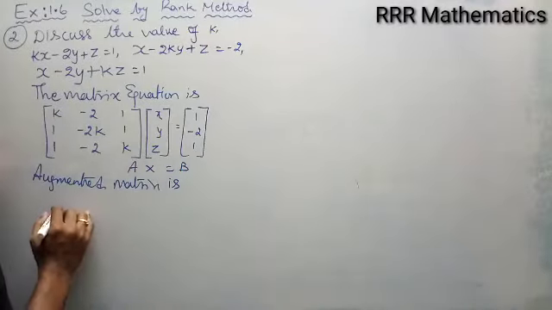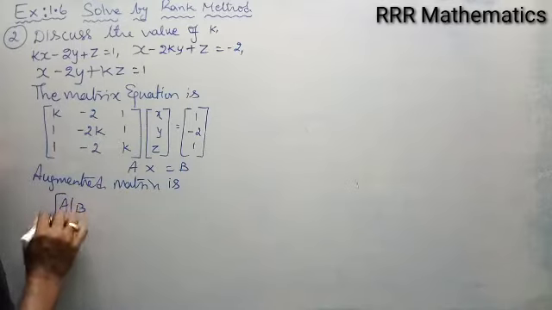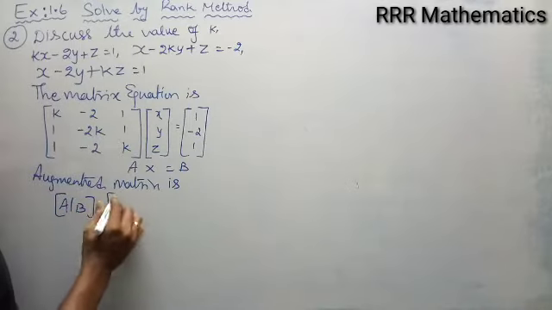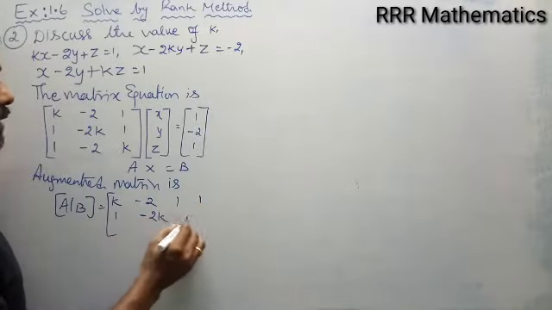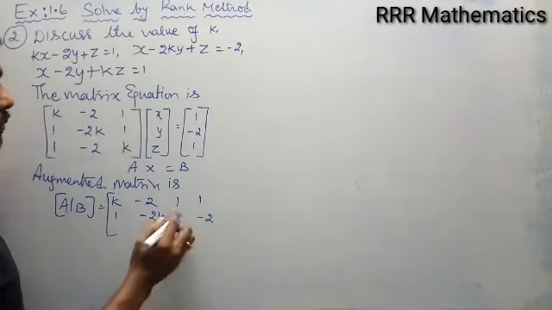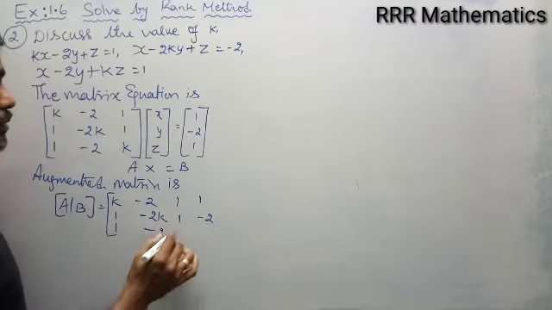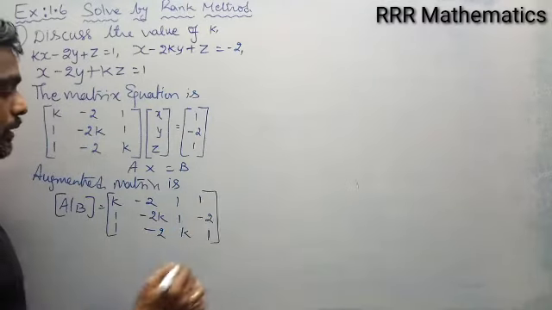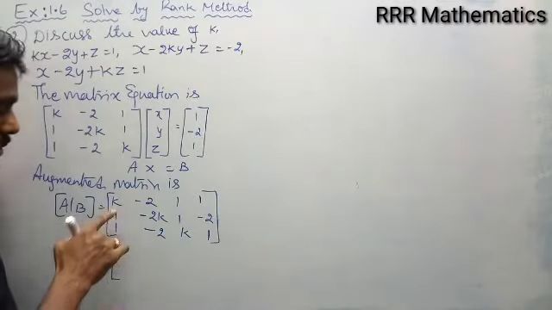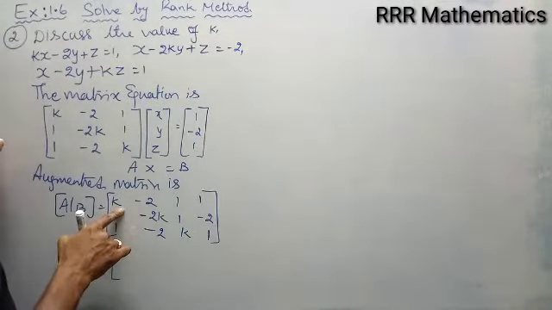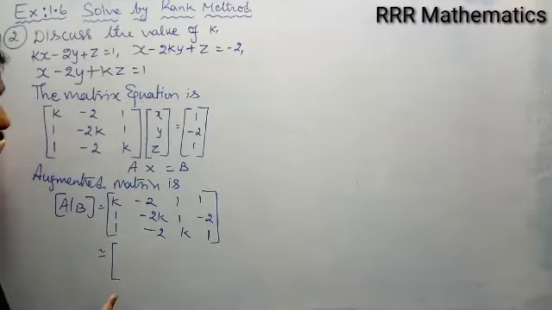The augmented matrix is: write together A and B, which is equal to k, minus 2, 1, 1; 1, minus 2k, 1, minus 2; and finally 1, minus 2, k, 1. Got it? So the very first step, I need 1 in the first row, first column, that is a11 as 1. That is somewhat comfortable to proceed with the problem. I'll interchange R1 and R2.